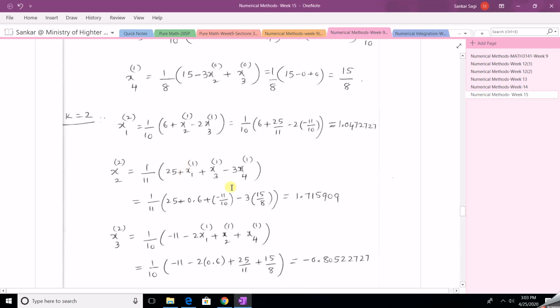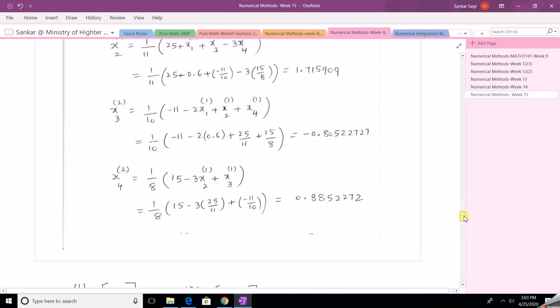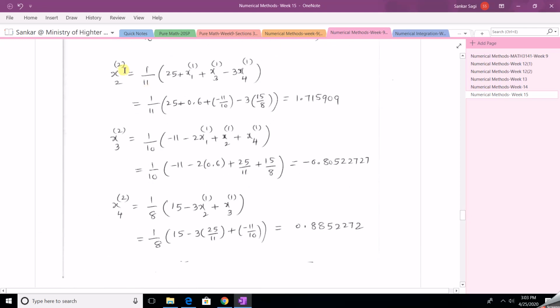So for x11, x31, x41, we look at the first approximations here: x2, x11, x31, x41. We substitute these values to get x22. To get x22, we use the first approximation values of x1, x3 and x4. If we substitute here and simplify, we'll be getting this value.